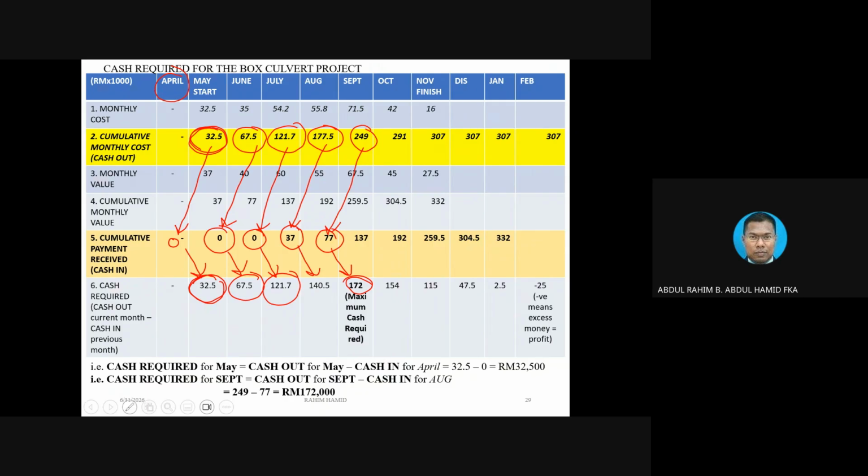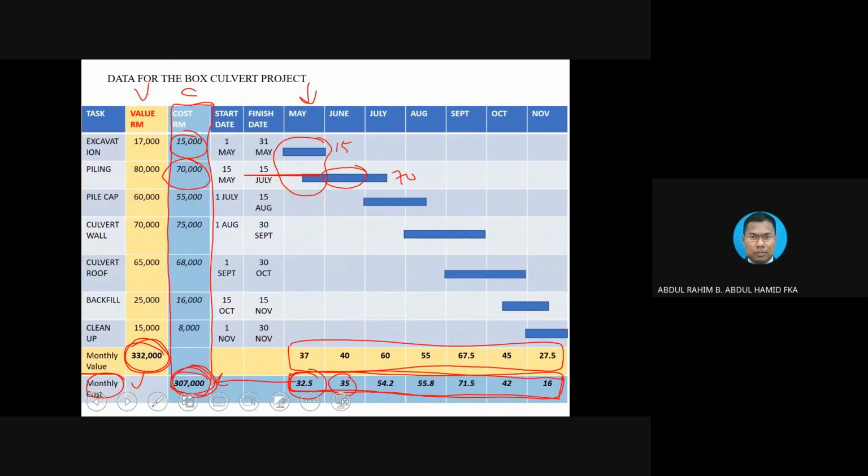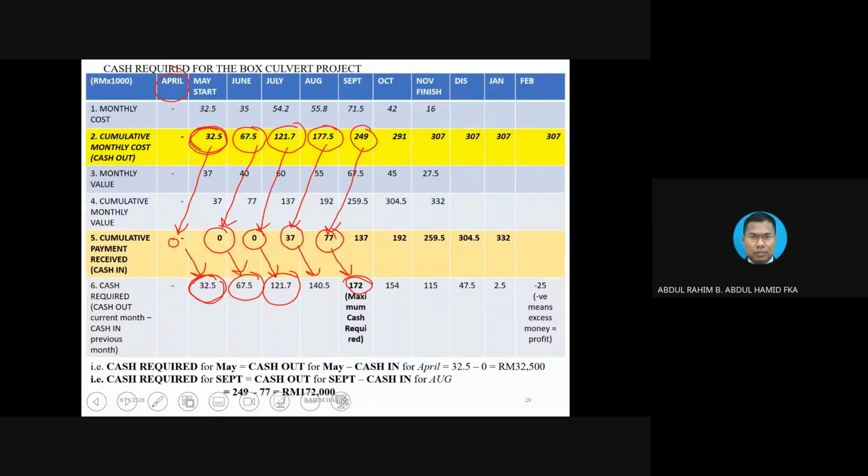And you notice that by right we should, 332, sorry. Okay, 332. The last amount here is 307. When you deduct with this, you notice that 307 minus 332, you are going to get minus 25, because the amount is bigger than the previous one. You are going to get negative.